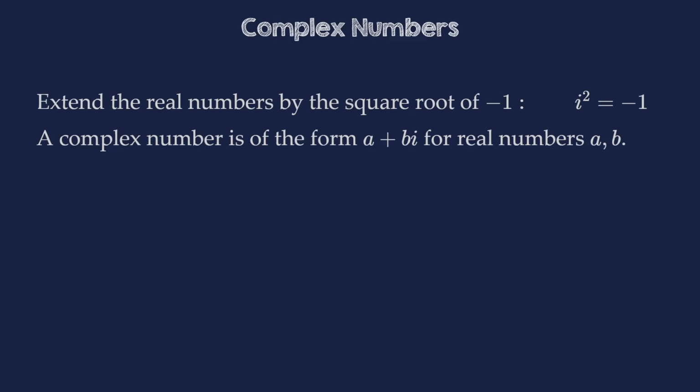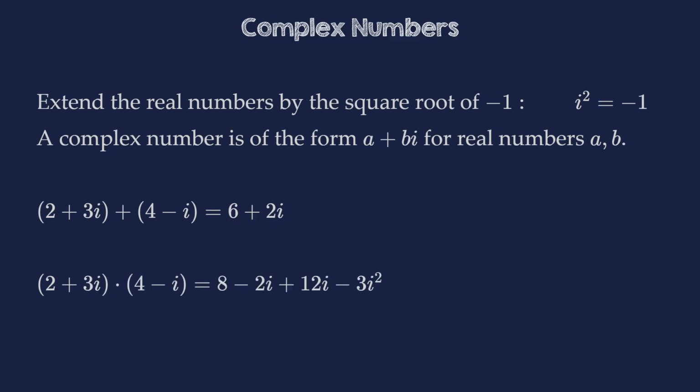Take 2 plus 3i and 4 minus i for example. We can add them by simply adding the summands without i and the summands with i in them. If we wanted to multiply them, we expand the expression to get 4 summands. The last one contains i squared, so that simplifies to just minus 1. Then we add all summands we can add.